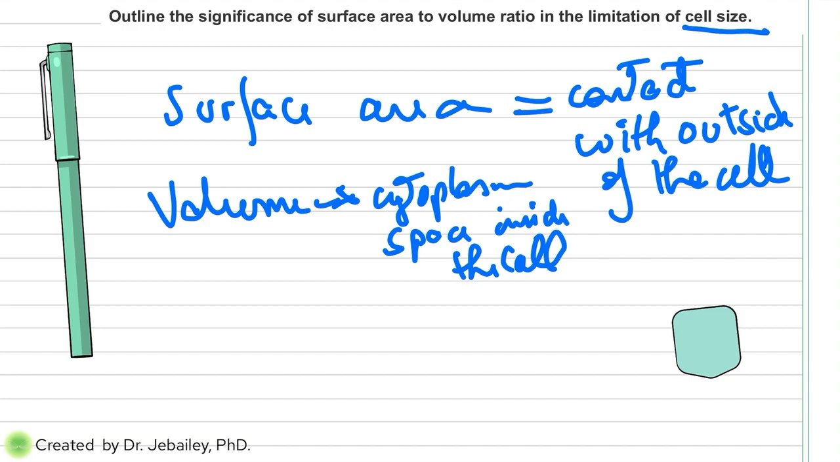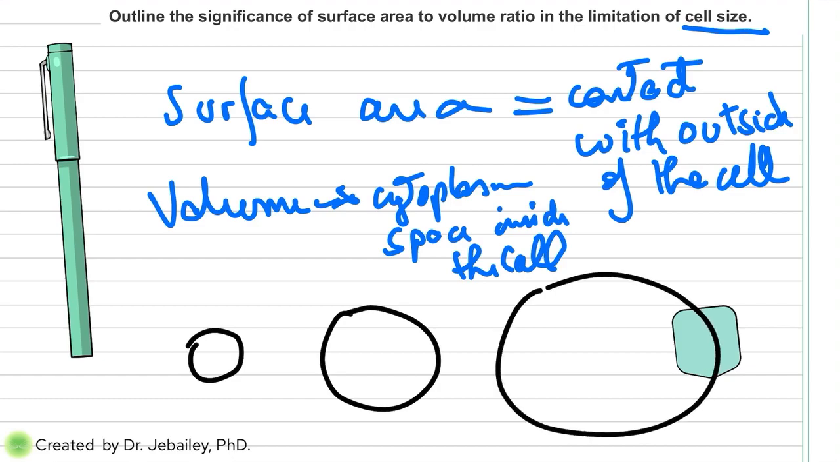So imagine you have 3 different cells with 3 different sizes. And cells go through metabolism, so sometimes they produce toxic waste that they need to get rid of. So if you look at this little red dot, it's a toxin. To get out of the first one, it takes maybe 1 second. This one takes 5 minutes.